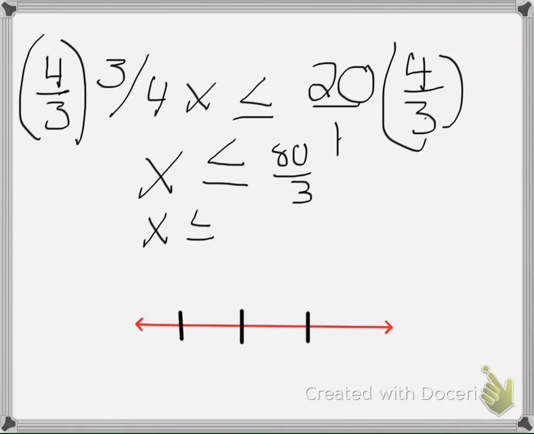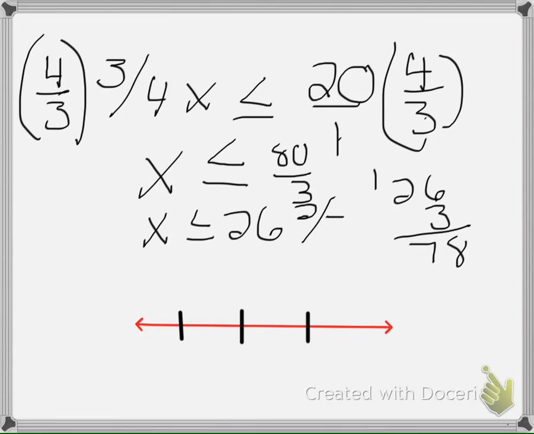Let's see here. 3 goes into 80, 26 times. Let's see, 26 times 3. 3 times 6 is 18. 2 times 3 is 6, 78. Yeah, it'll go in 26 times. And then there will be 2 left out of 3, so my answer is 26 2/3.